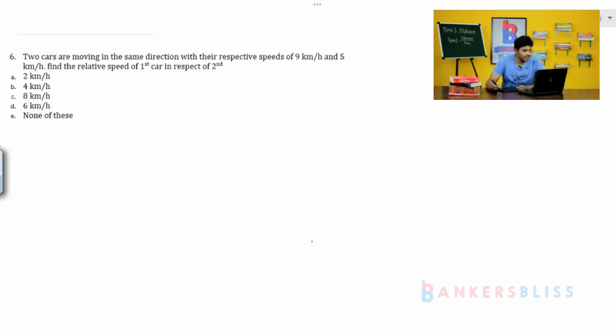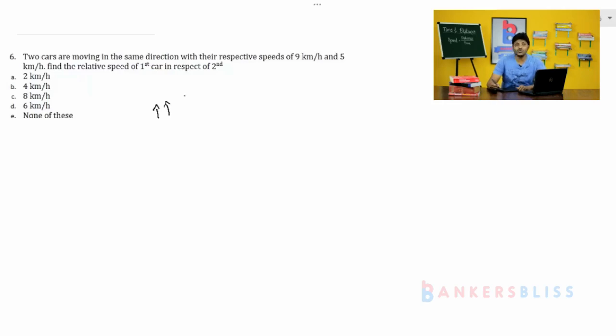Problem number 6. Two cars are moving in the same direction. See here, in the previous problem they told that they are moving in the opposite direction, but now they are moving in the same direction. They are moving in the same direction with their respective speeds 9 km per hour and 5 km per hour. Find the relative speed of first car with respect to second.